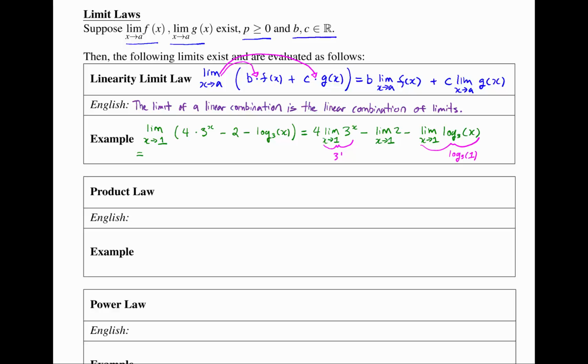Now 4 times 3 to the 1 is 12, and then we subtract the 2 from the second limit, and then we subtract the log base 3 of 1, which is 0, and so we wind up with 10.